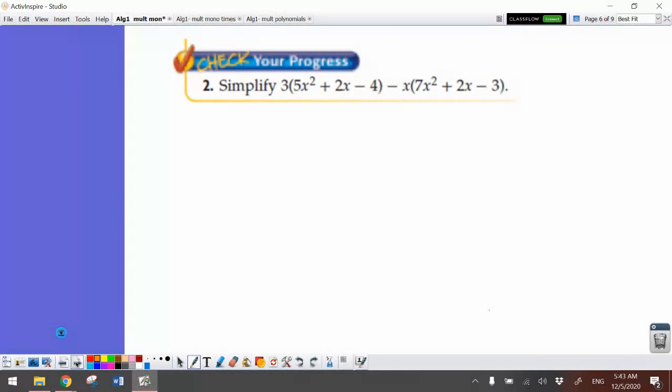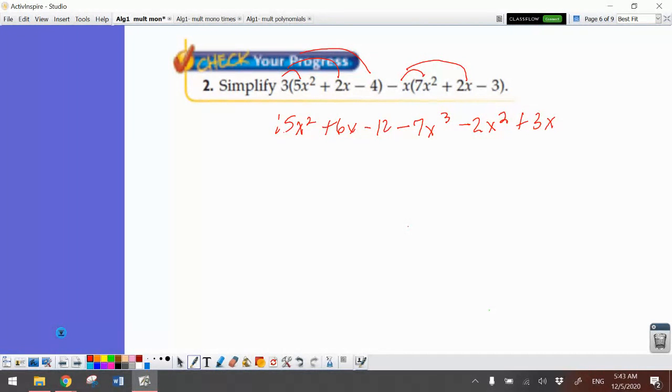Okay, go ahead and hit pause and see if you can do this one. All right, let's see what we get. 15x squared plus 6x minus 12. So that was this distribution. And then I have a negative 7x cubed, a negative 2x squared, and a positive 3x.